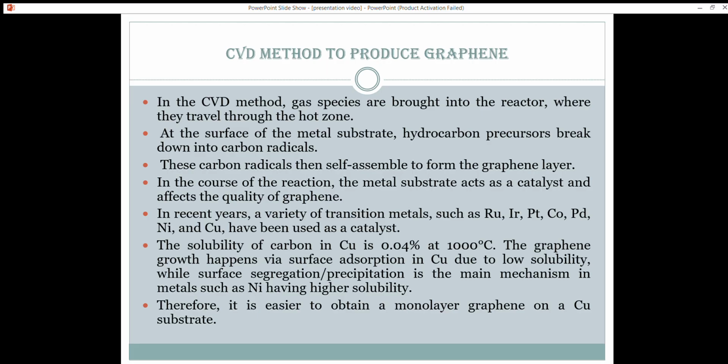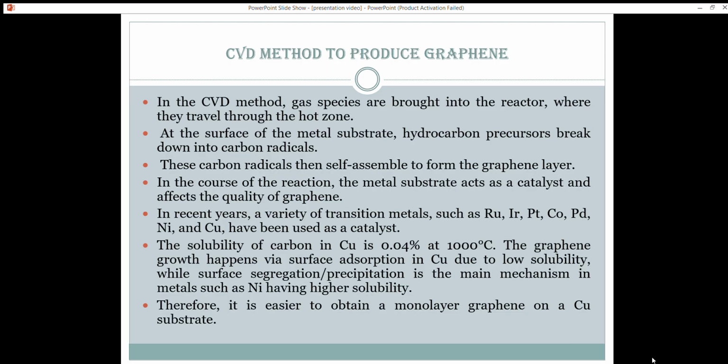The solubility of carbon in copper is 0.04% at 1000 degrees Celsius. Graphene growth happens via surface adsorption in copper due to low solubility, while surface segregation precipitation is the main mechanism in metals such as nickel having higher solubility. Therefore, it is easier to obtain a monolayer graphene on a copper substrate. So it is easier to obtain a graphene monolayer on a copper substrate at 1000 degrees Celsius because of carbon's low solubility in it.